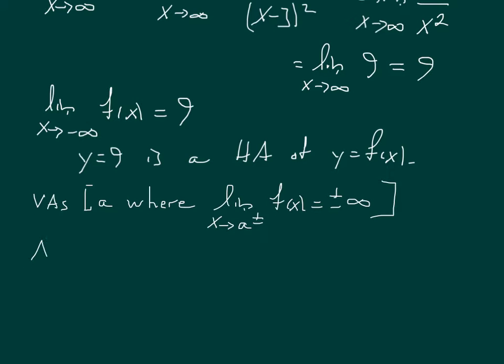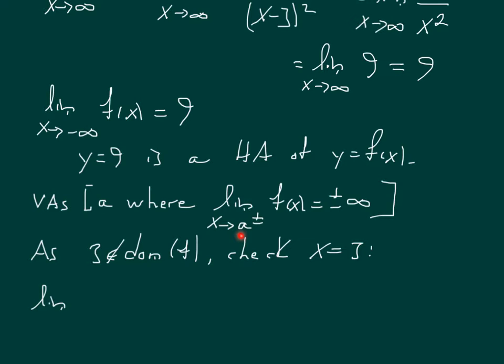So, as I just said, as 3 is not in the domain of f, we should check x equal to 3. So to do that, what do we need to do? Well, we need to take the limit as x tends to 3 from both the right and the left of f of x and see what happens. So we're taking the limit as x tends to 3, let's say first from the right, of f of x.